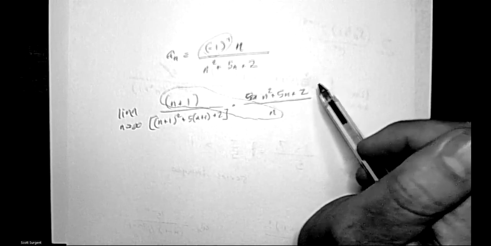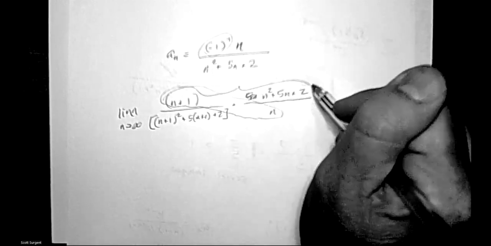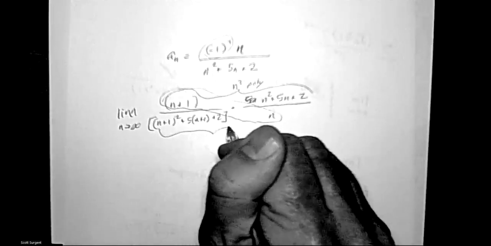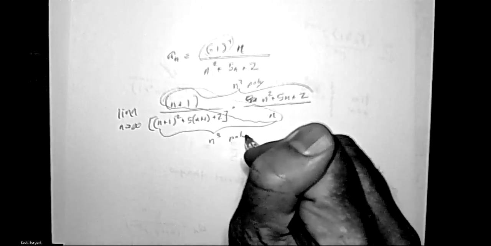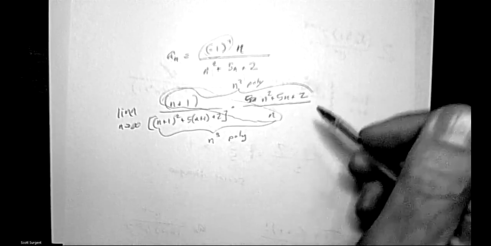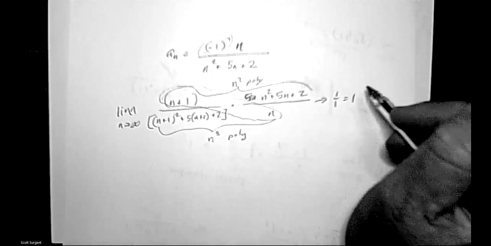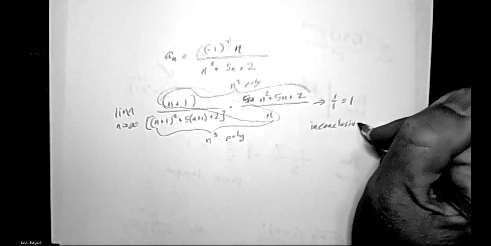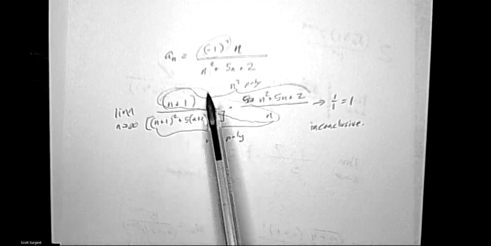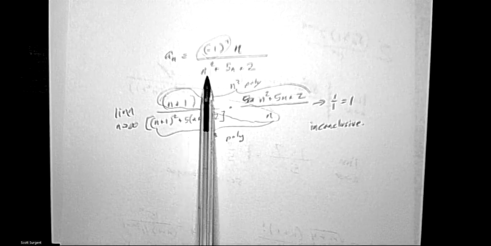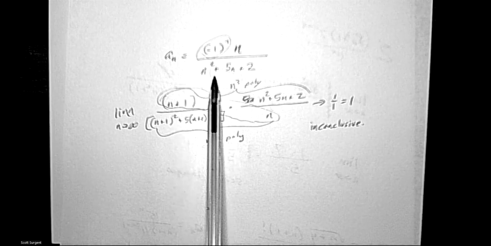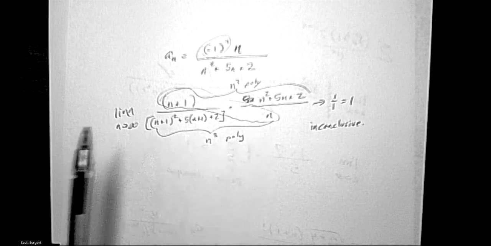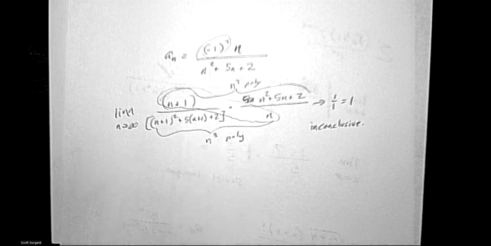You don't have to get too fancy here. In fact, I can tell you right now, if you just look at this whole monster, this is going to be an n cubed polynomial on the top after you FOIL it all out. This will be an n cubed polynomial on the bottom, and they're going to have leading coefficients of 1. So this is going to go to 1 over 1, which is 1. So the ratio test is inconclusive. This always happens when you have a series where the general nth term is some combination of just polynomial terms. In this case, the ratio test doesn't give us any information, so we're going to have to look at another test.